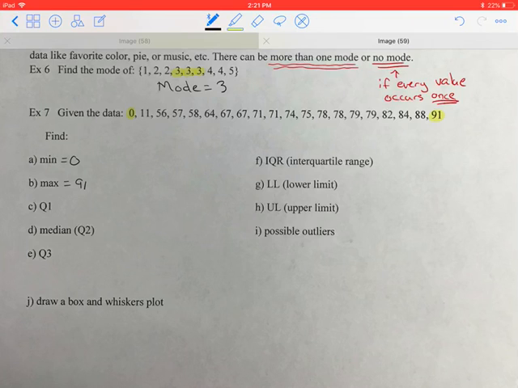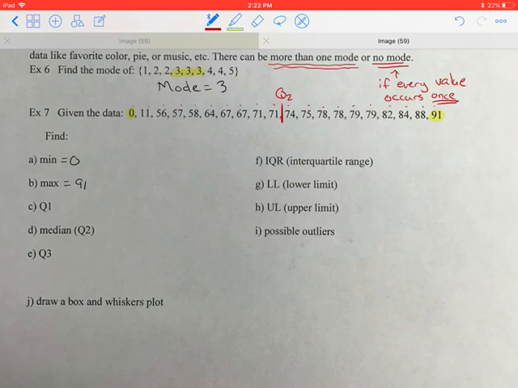Now we could also find the range if we needed to, right? We could do max minus min. But next it asks us for the quartiles. So if I count, there are actually 20 scores here. So if we want to get our quartiles, I need to start by finding the middle. So I'm going to count 1, 2, 3, 4, 5, 6, 7, 8, 9, 10. And that should be the middle. 1, 2, 3, 4, 5, 6, 7, 8, 9, 10. All right, so that's going to be my median or my Q2.